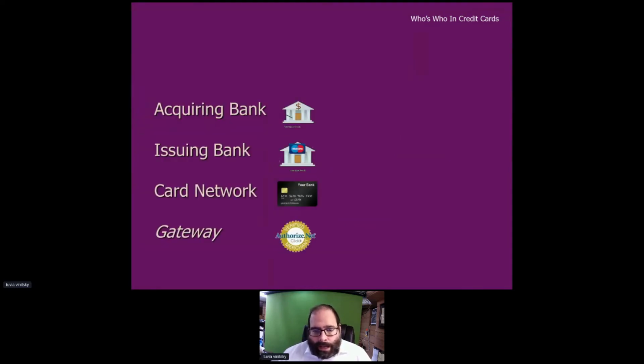So we have the acquiring bank, the issuing bank, the card network, then we have what's called a gateway. Now, in the old days, merchant transactions were done using a terminal. You'd swipe your card at the terminal, and a gateway was something that didn't really exist. There was no need for a gateway. These terminals connected into phone lines, and the phone line would dial directly into the network, into the MasterCard network, and communicate with the acquiring bank.